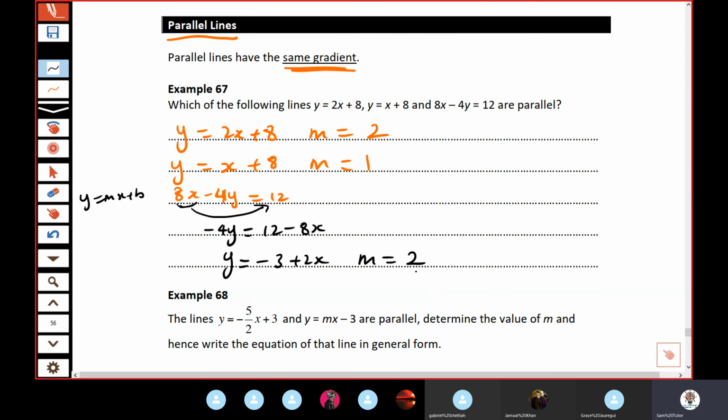2. So you guys can tell you're going to get questions like this and they're going to ask you to find the gradient, but what you have to remember is you can only find the gradient if it's y equals mx plus b. And then of course, which two are parallel? It'll be that one and that one.